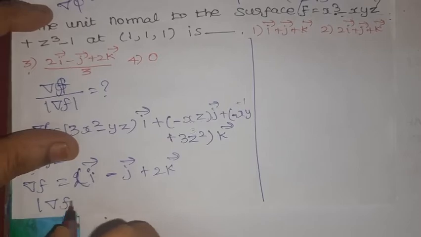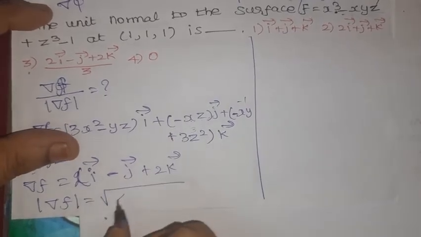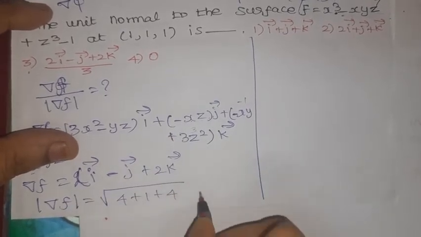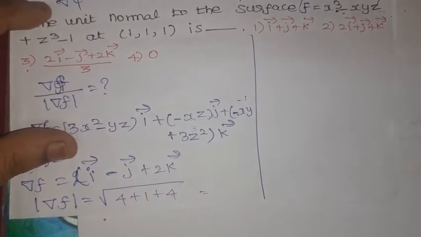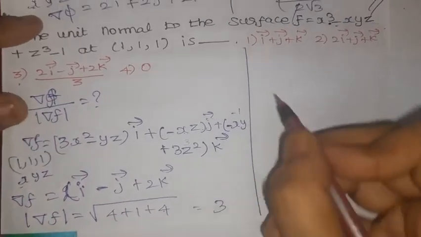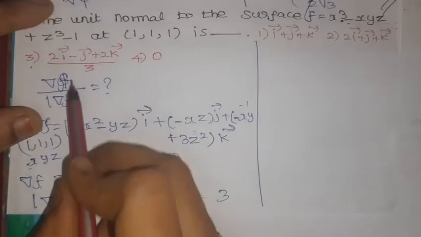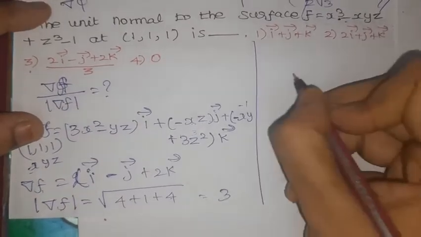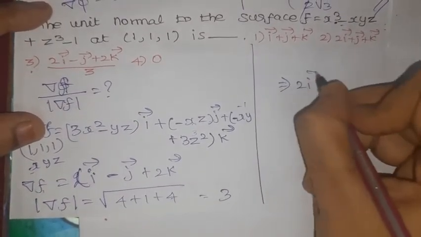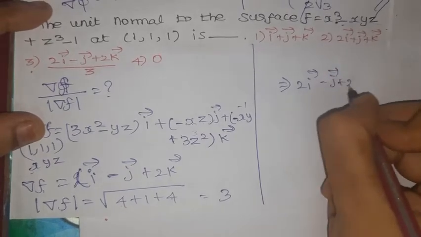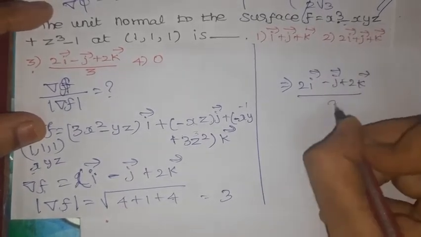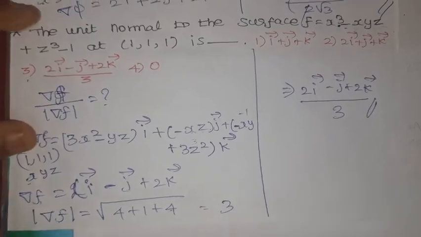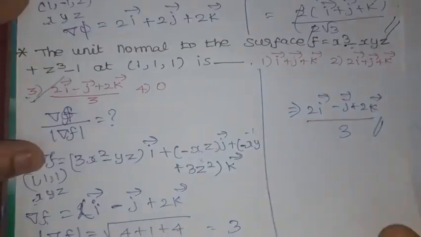So what is modulus del f? Magnitude, 4 plus 1 plus 4. So 8 plus 1, square root of 9, obviously 3. So very simple, just substitute in the formula del phi divided by modulus del phi. So 2i minus j plus 2k divided by 3. So very simple, this is the answer, option 3. Okay.